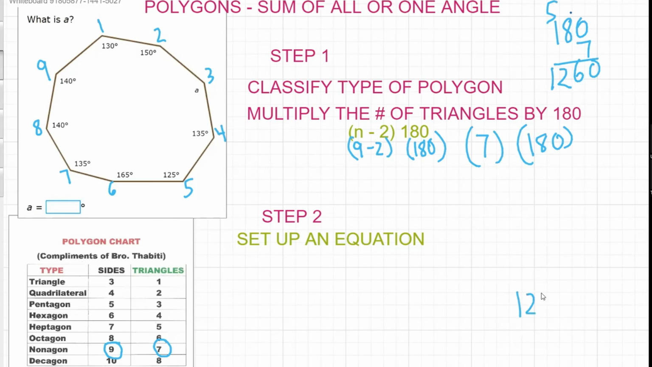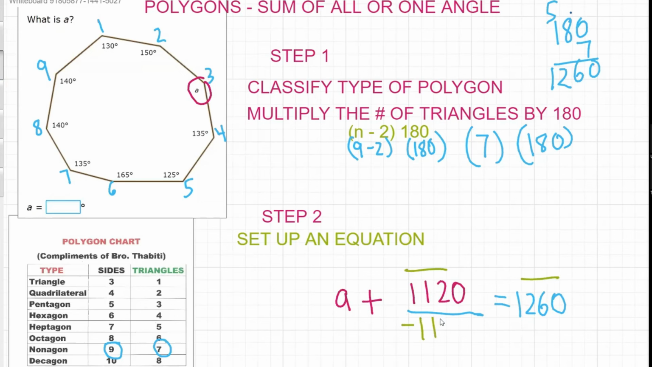So we'll put 1260 right here. Put the equal sign down here. And then we're trying to figure out what A is. That's what we're trying to figure out, right? And so what we're going to say is A plus, and we add all these up together, we should get 1,120. You can double check, but that's what I got. And then this is an equation. These are our like terms. Now we're going to move this 1120 and change it.